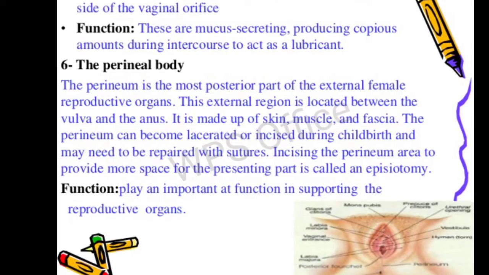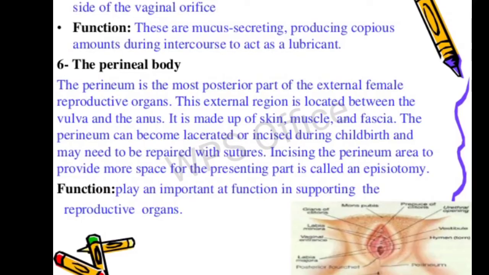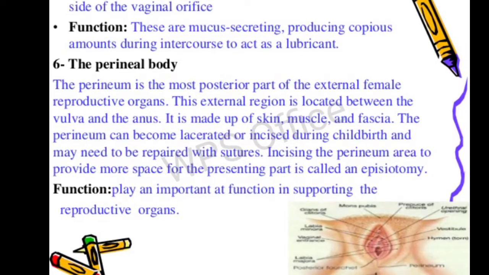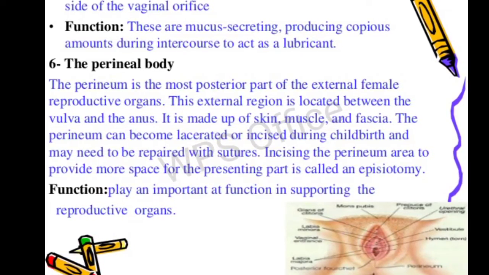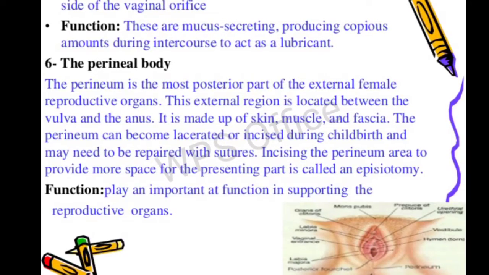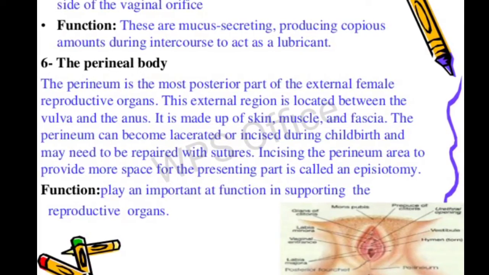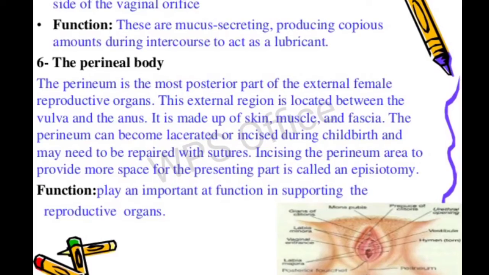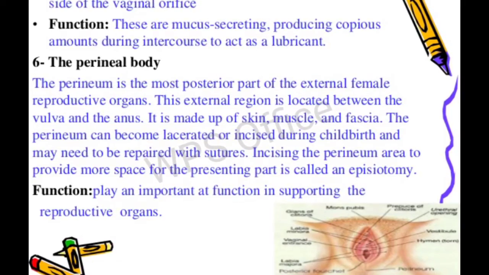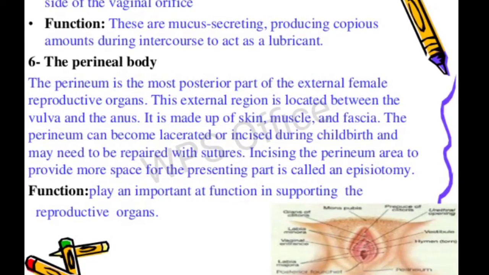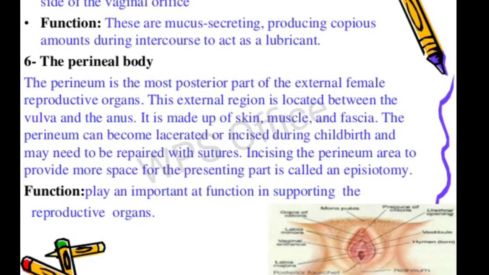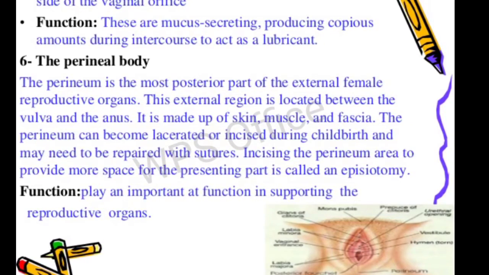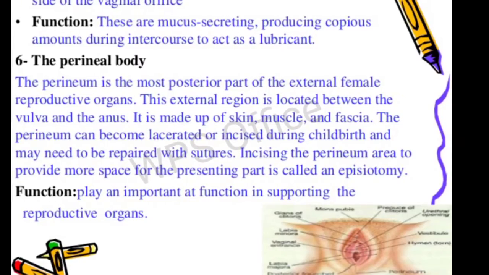Then the perineum body. The perineum is the most posterior part of the external female reproductive organs. This external region is located between the vulva and the anus. So in between the anus and the vulva is situated the perineal area. It is the most posterior part of the external female reproductive organ.